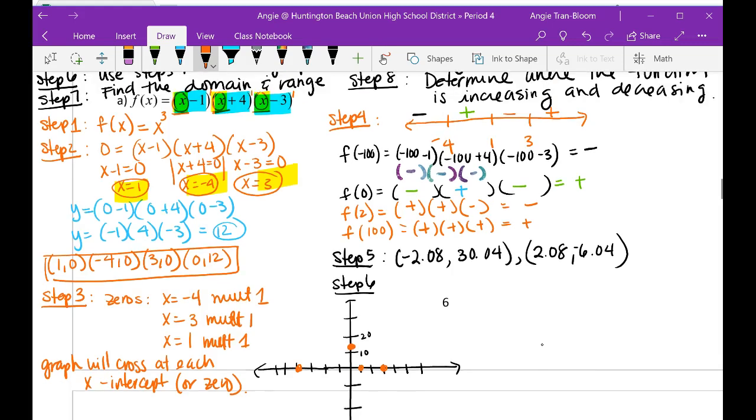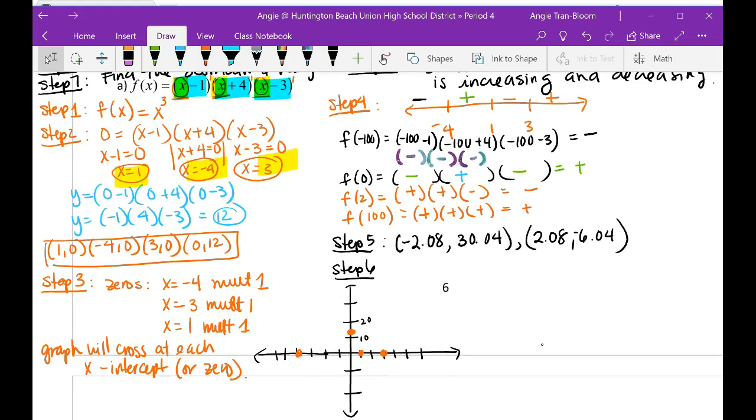Step 4 is where it's going to help. Let me plot step 5, which is the max and min. The max is at negative 2.08 and 30 units up, right there. Your min is at 2.08 and negative 6, right there. So we did that, but we did not do step 4.